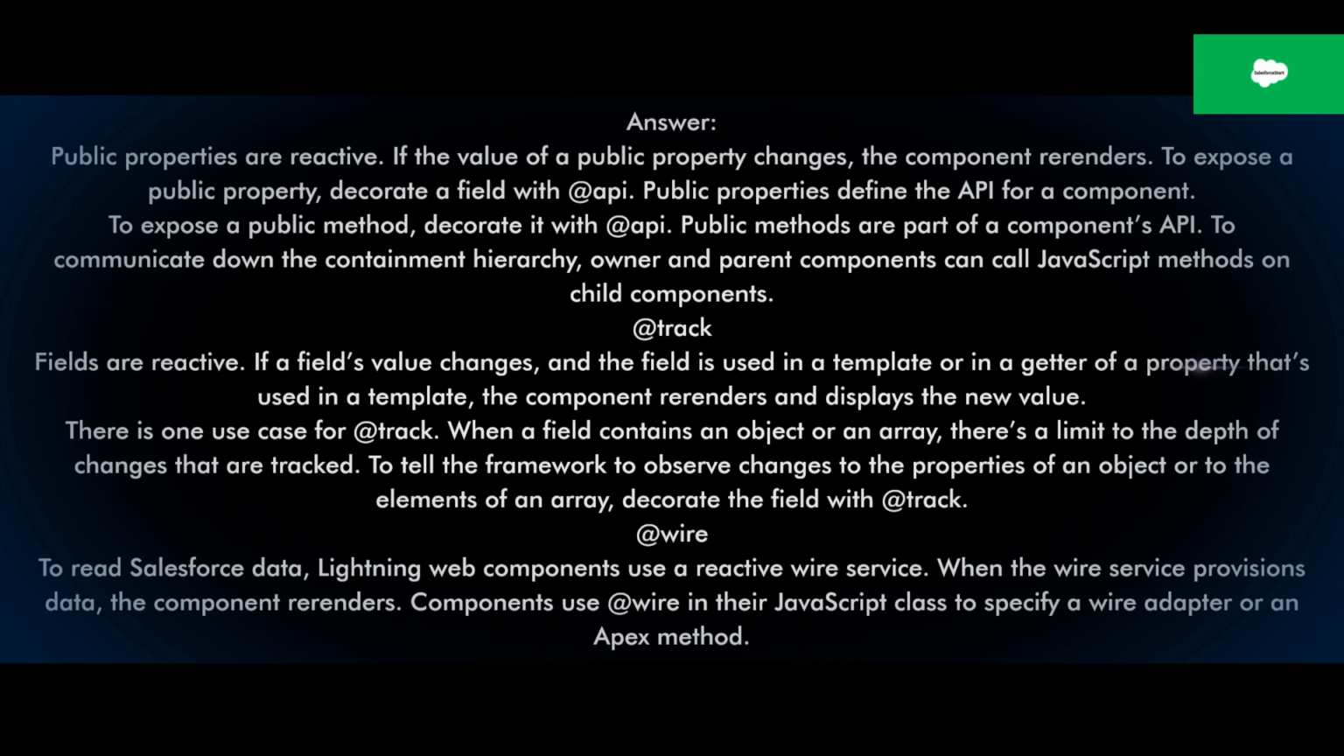To expose a public method, decorate it with @api. Public methods are part of a component's API. To communicate down the containment hierarchy, owner and parent components can call JavaScript methods on child components. @track fields are reactive. If a field's value changes, and the field is used in a template or in a getter of a property that's used in a template, the component re-renders and displays the new value.